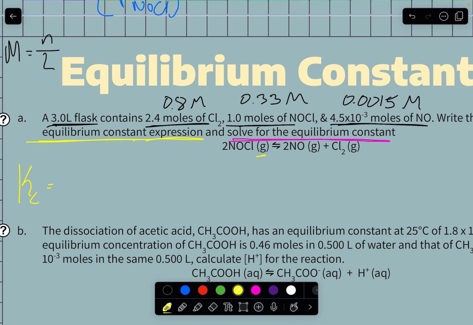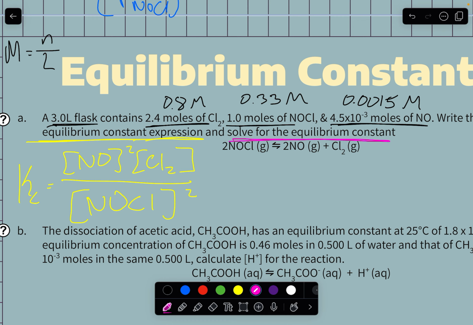Okay, so our equilibrium constant expression, our Kc, is products divided by reactants. Okay, these are all gases. We're going to include all of them. So we have our products first. So our first product is NO, that's squared. Second product is Cl2. Divided by reactants, we have NOCl, and that is squared. Okay, so that's our equilibrium constant expression.